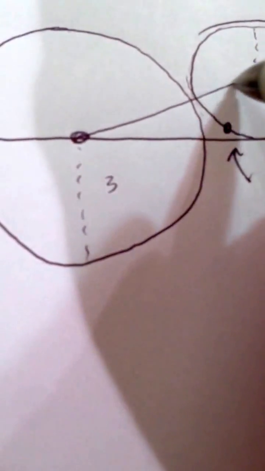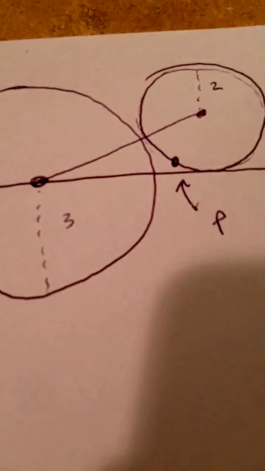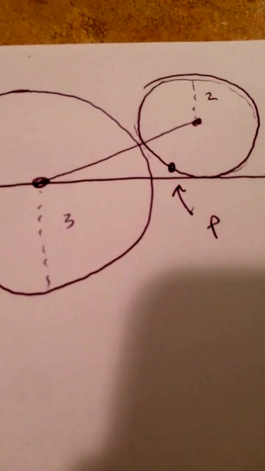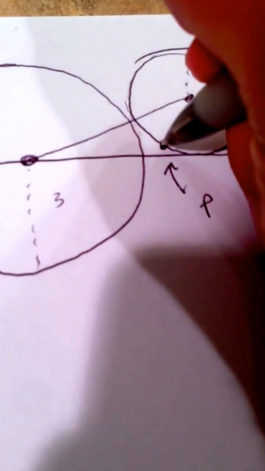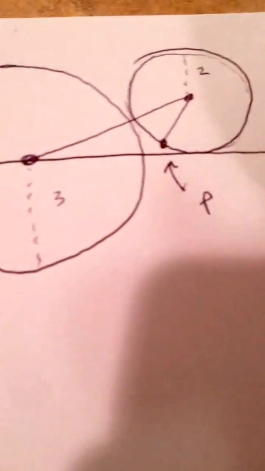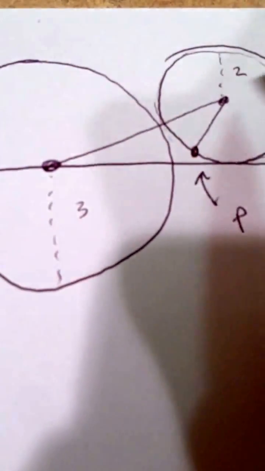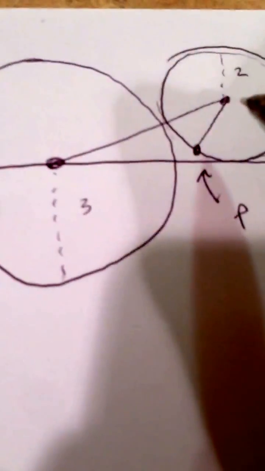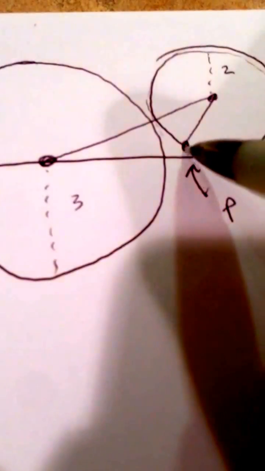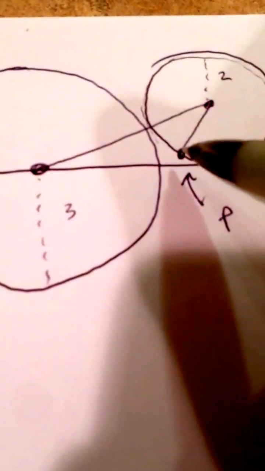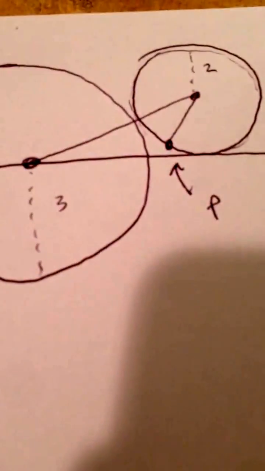Let's say we drew a line and connected these two, alright? And then let's say I drew a line between these two. So we have a line connecting the two centers of the circles, and a line from the center of the smaller circle to the point P. All right?